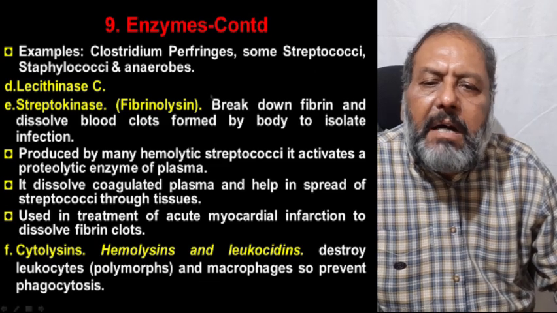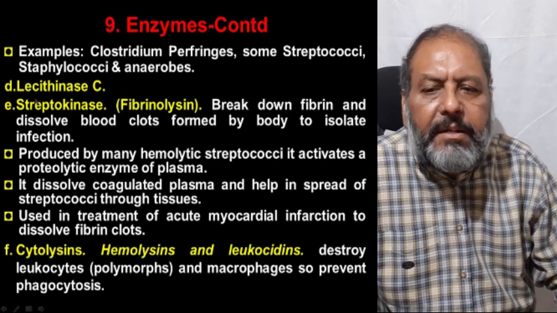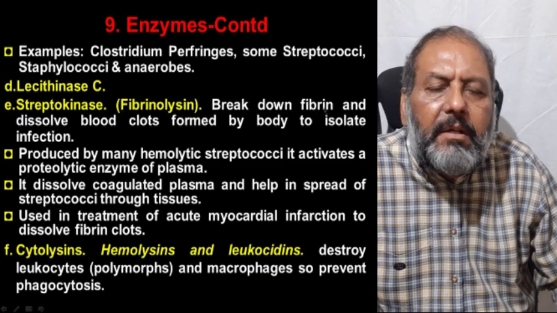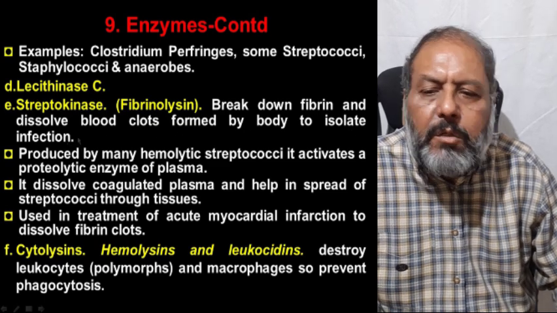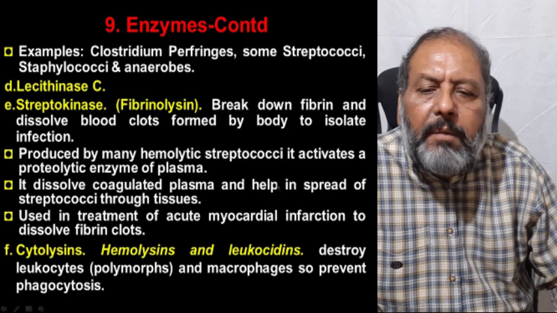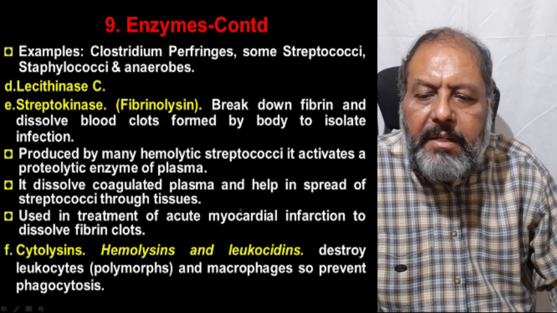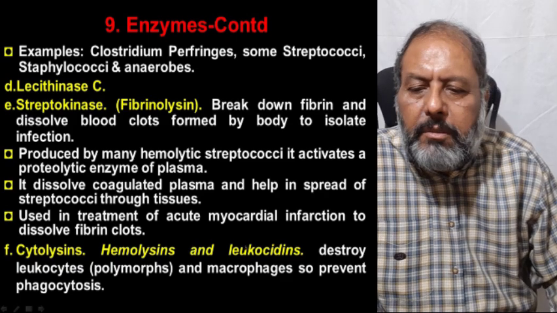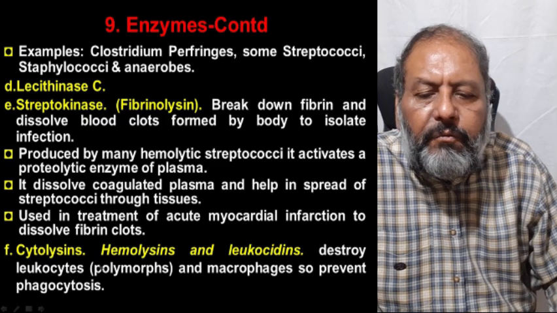Examples are Clostridium perfringens, some staphylococcus, and anaerobes. Then the enzyme is lecithinase. The other enzyme is streptokinase, or fibrinolysin. It breaks down fibrin and dissolves the blood clots formed by the body to isolate infection, so the infection can spread by dissolving the clot produced by many hemolytic streptococci. It activates the proteolytic enzyme of the plasma. It dissolves coagulated plasma and helps in the spread of the streptococci through the tissues. It is used in the treatment of acute myocardial infarction as SK to dissolve fibrin clots.